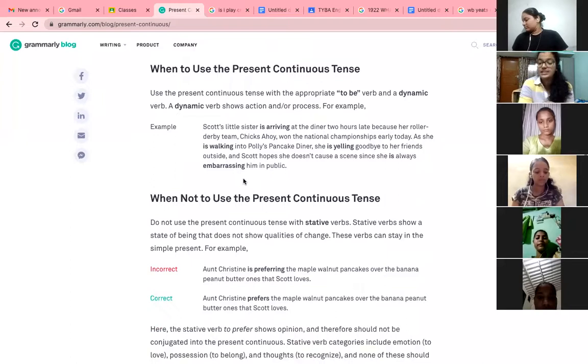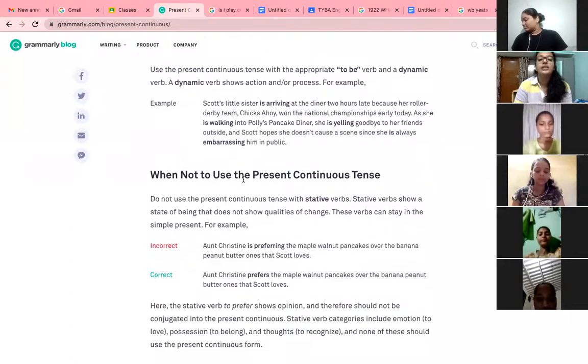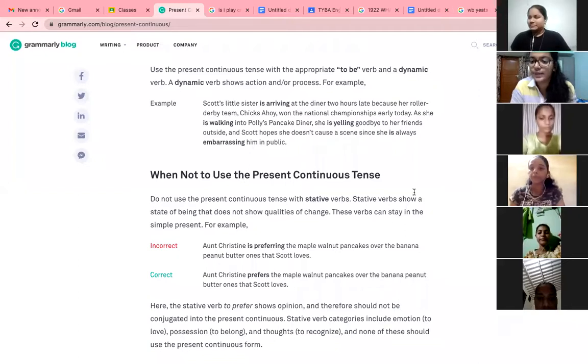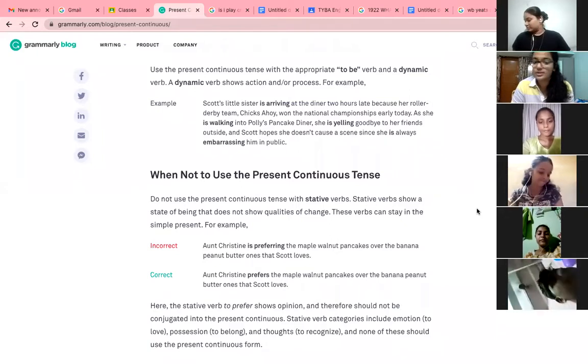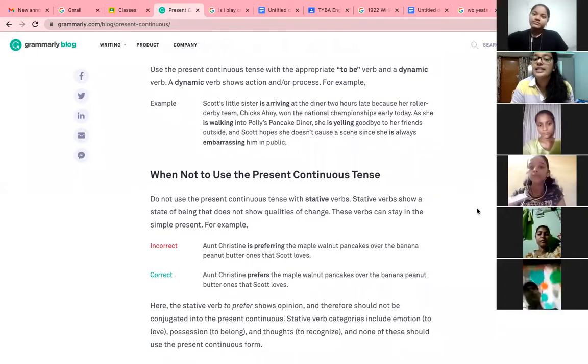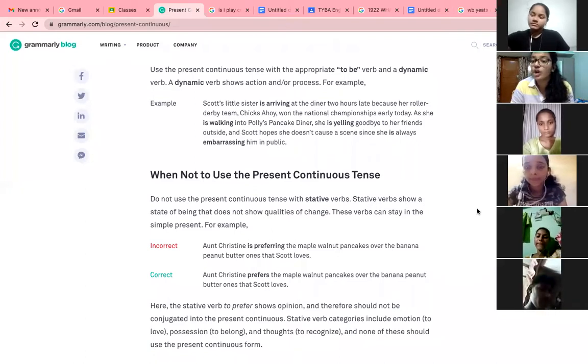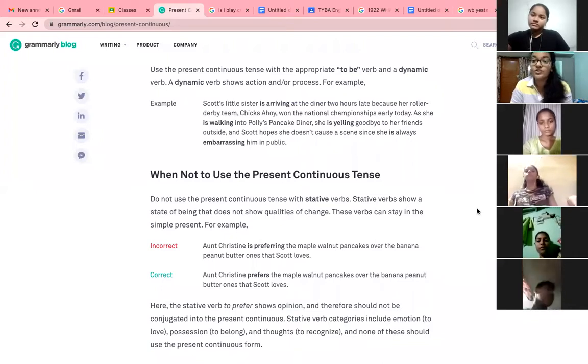Okay. This is the important part that we should read. When to not use present continuous tense. Okay. Pay attention to this. When to not use present continuous tense. Do not use the present continuous tense with stative verbs. What are stative verbs? Stative verbs show a state of being that does not show qualities of change.